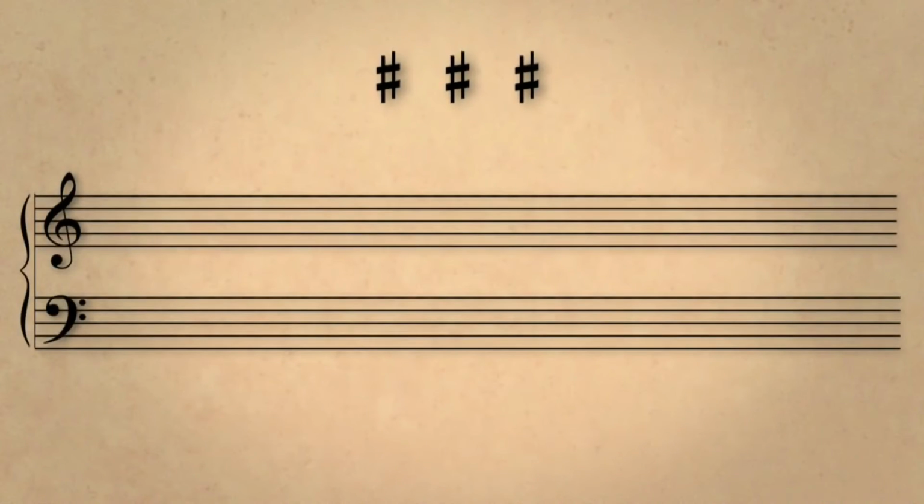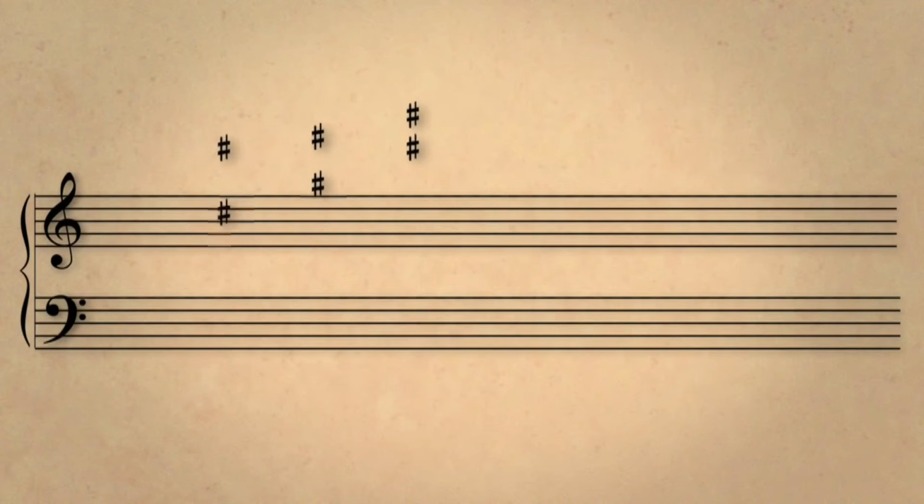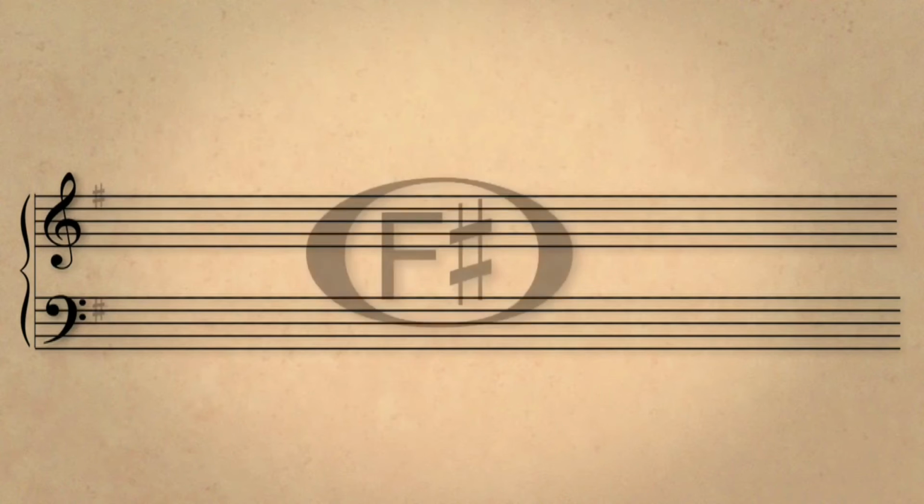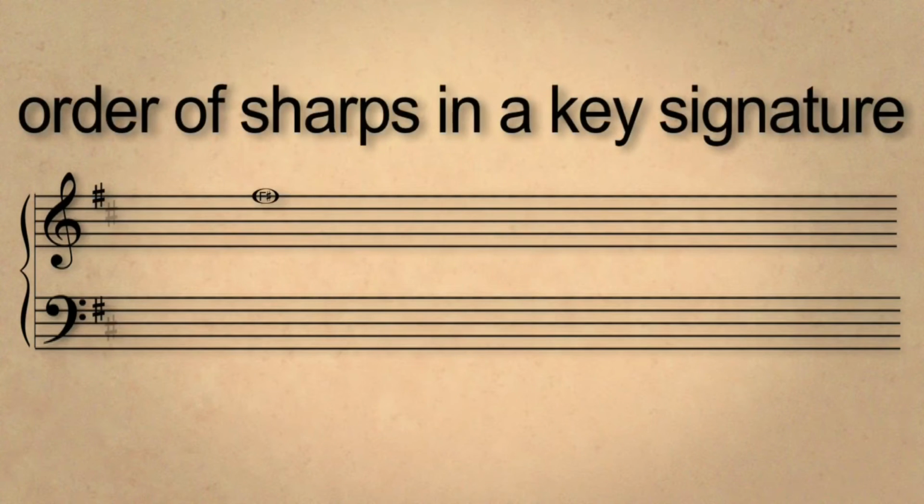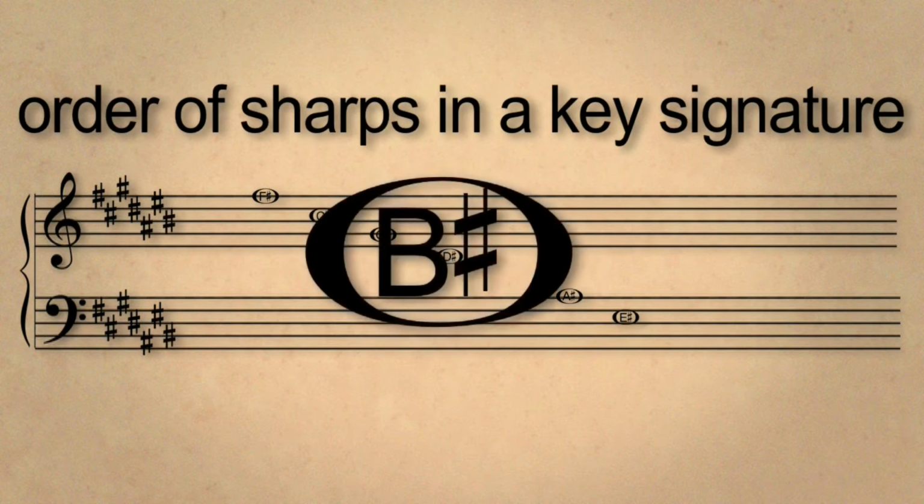If we have three sharps in the key signature, the three notes that are sharped are F, C, and G. This is the pattern. One sharp is an F. Two sharps, F and C. Three sharps, F, C, and G. Four sharps, F, C, G, D. Five sharps, F, C, G, D, A. Six sharps, F, C, G, D, A, E. And seven sharps, F, C, G, D, A, E, B.